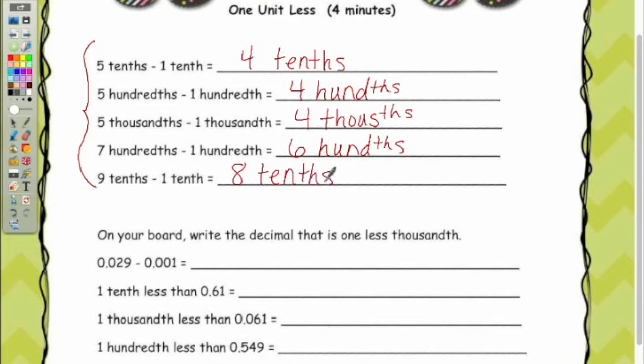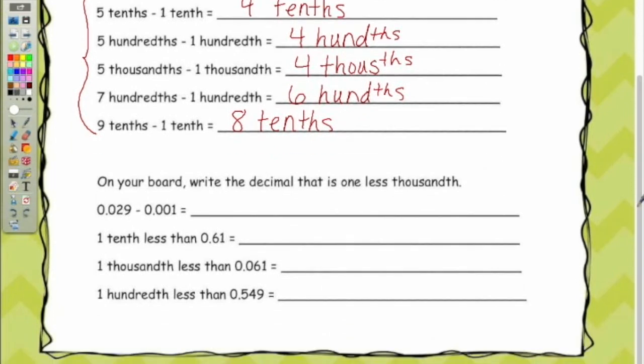Okay, now I want to show you the strategy I use to do these next ones in my head. So don't work ahead of me this time. You're not working ahead of me, are you? No. Okay, so if it's written in standard form, I need to just say it to myself. So how do I say this number? 29 thousandths minus 1 thousandth, so what's my answer? 28 thousandths. I just want you to say the number.